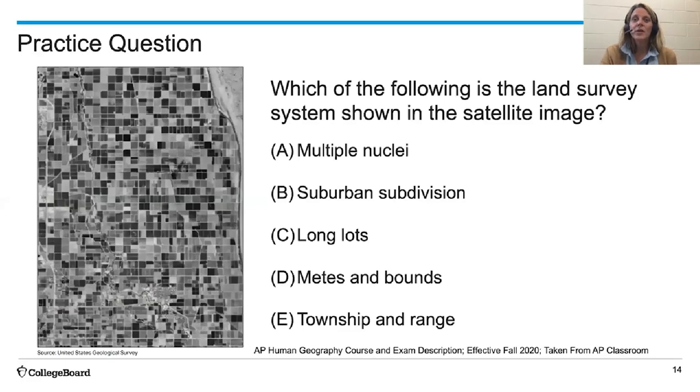And so one of the things we could focus on is which of the following is the land survey method system shown in the satellite image. Hopefully, you look at this and you see those squares, rectangles, that grid system, and you're able to identify that as the township and range.